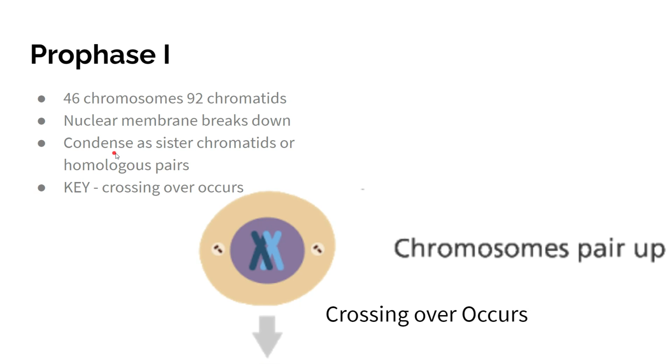You'll have it condense as sister chromatids or homologous pairs. And again, the key here is crossing over, and crossing over occurs during prophase 1. Okay, there's that crossing over about to occur.